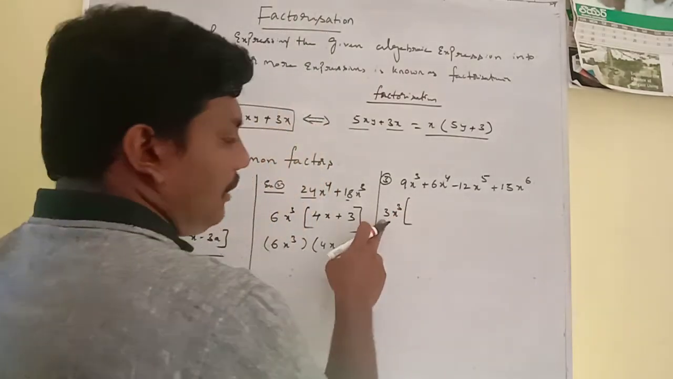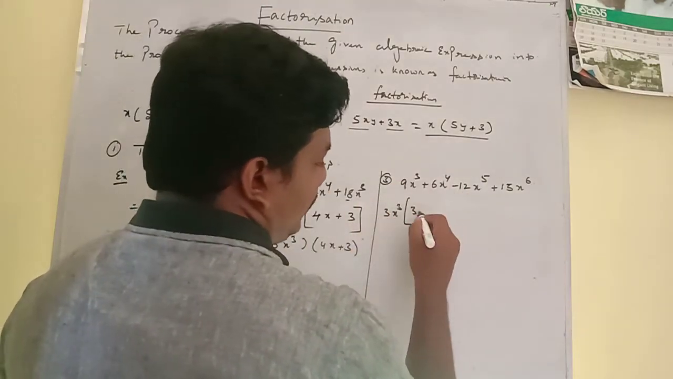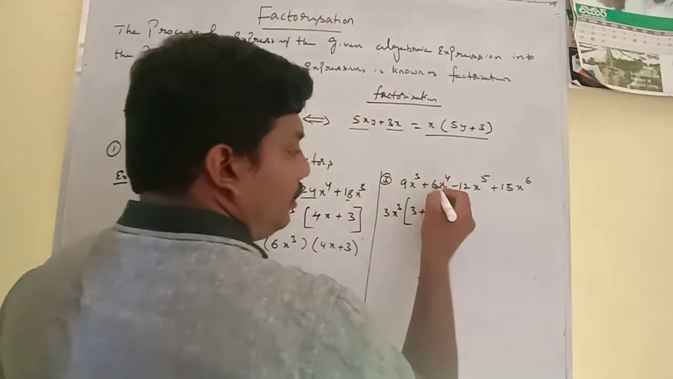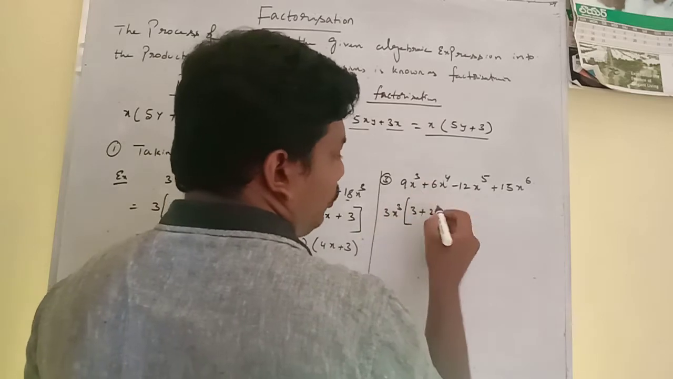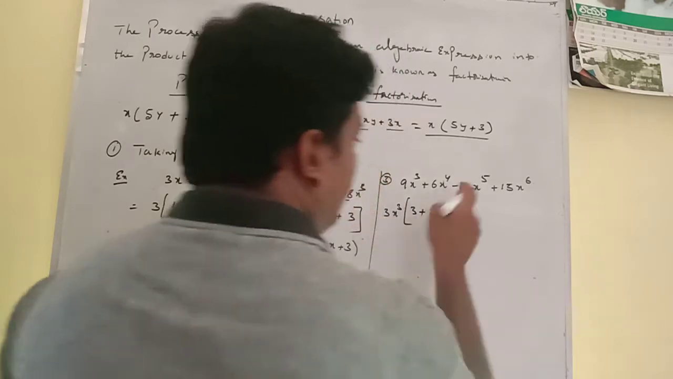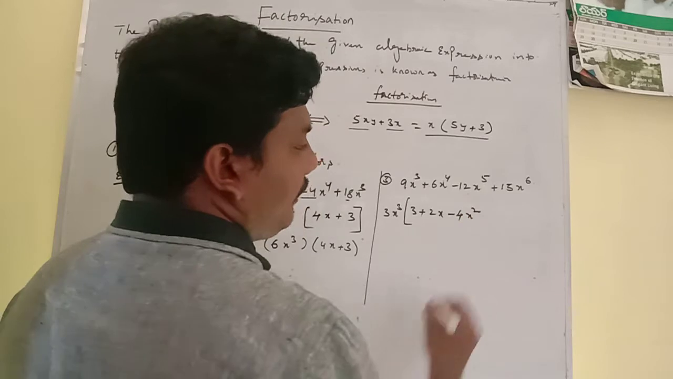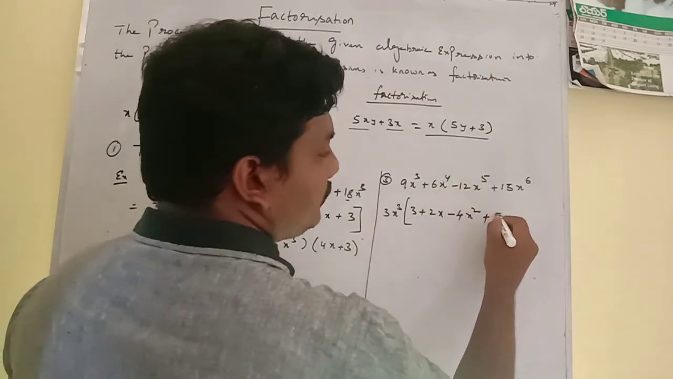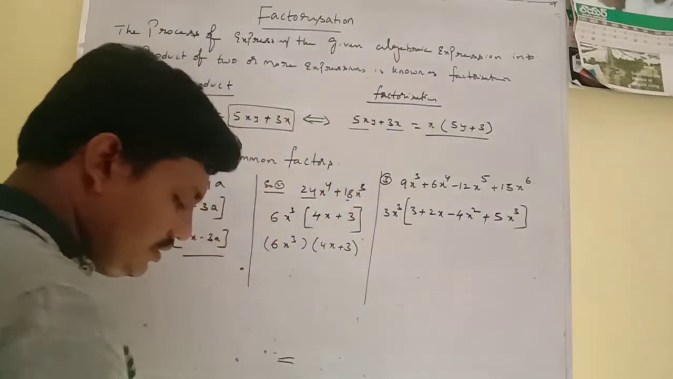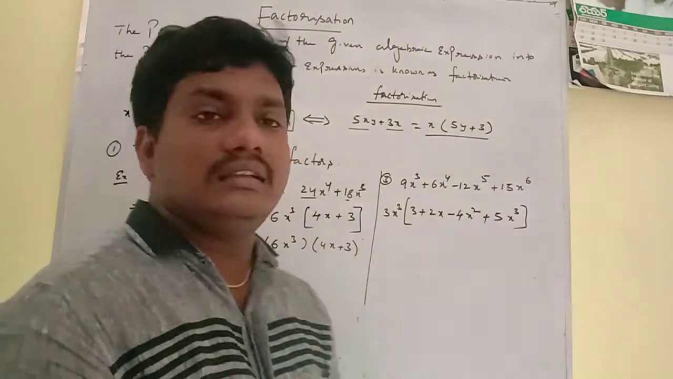So the remaining: in 3 table, 9 comes 3 times. In x cube, we have already taken x cube, so plus, no need of the variable here. Again, in 3 table, 6 comes 2 times, and x cube already taken, so only 1 x remains. Next minus, in 4 table it will come, x cube taken out, remaining x square. Then plus, 3 5s are 15, x cube already taken, so remaining x cube. This is how the process of factorization works.